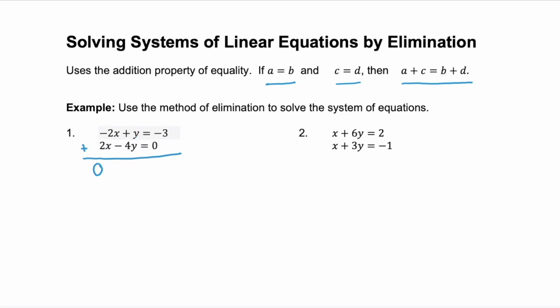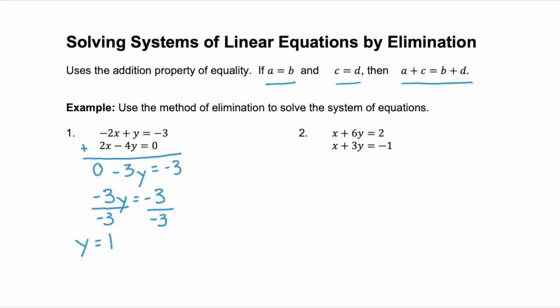Then we have y plus a negative 4y. Well, that's a negative 3y equals negative 3 plus 0, negative 3. We simplify to negative 3y equals negative 3. We want to solve for y, so divide by negative 3. And we see that y equals 1.